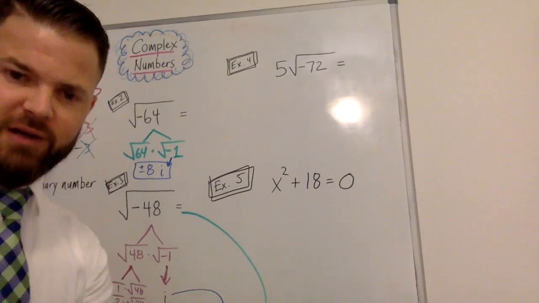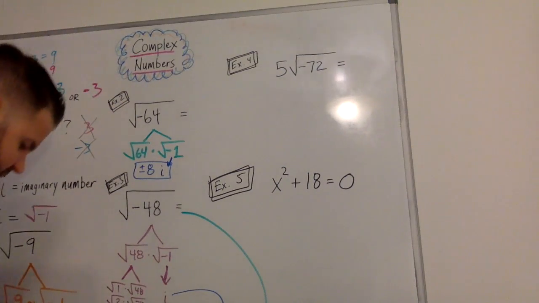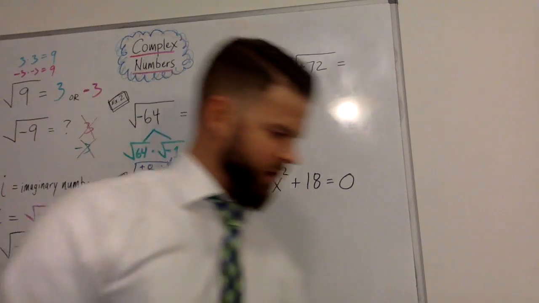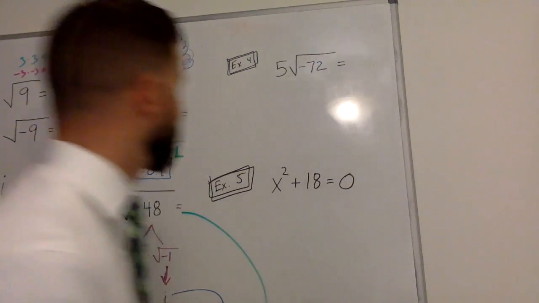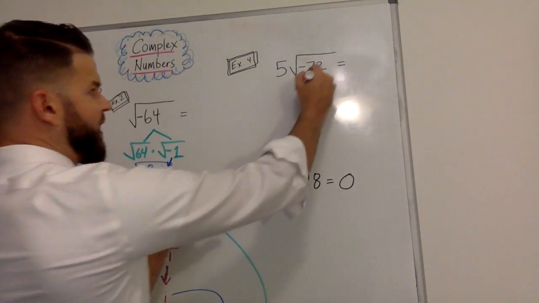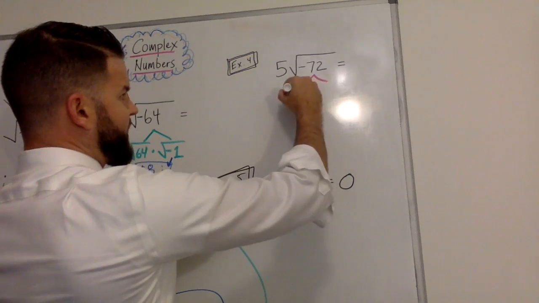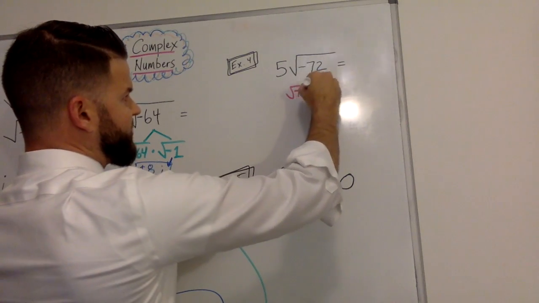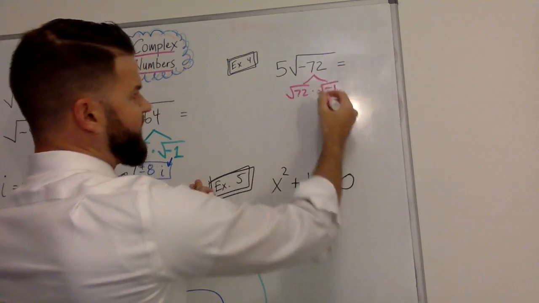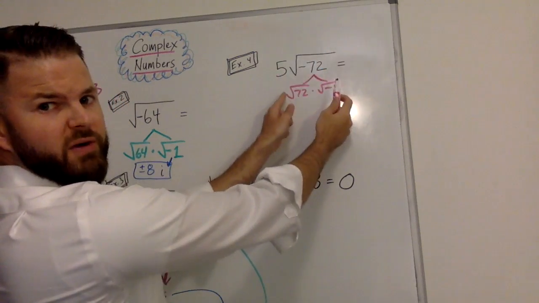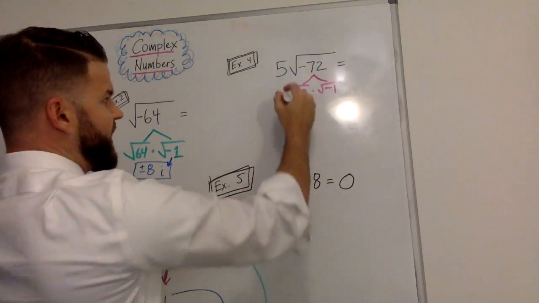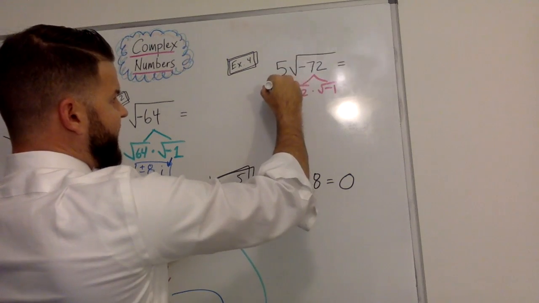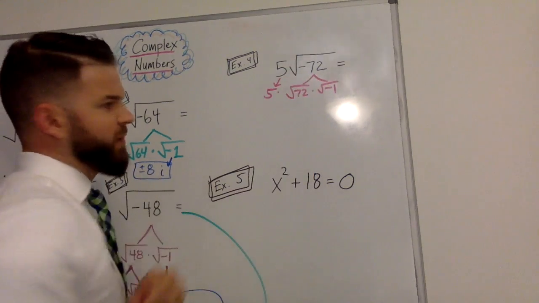I'm going to try to get this guy done in under 10 minutes. All right, so now we're going to speed this one up. We're going to go on overdrive real quick, see how fast we can do this one. So off the bat, I'm going to split this guy up into radical 72 times the square root of negative 1. I just took this radical and split it up. All right, now I got to bring down this 5. He didn't go anywhere, so let's bring him down.